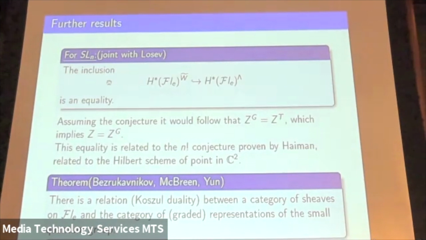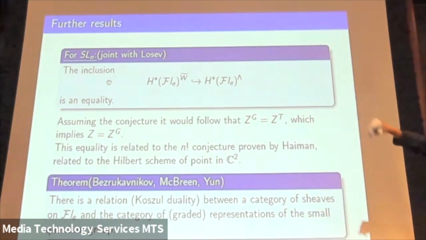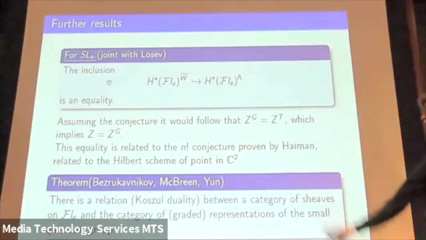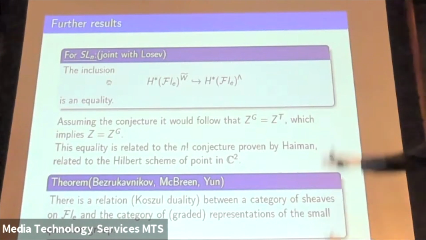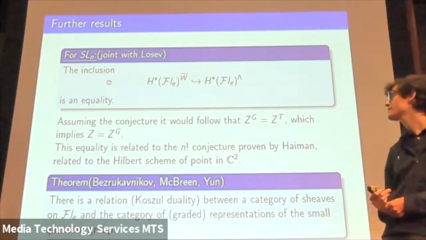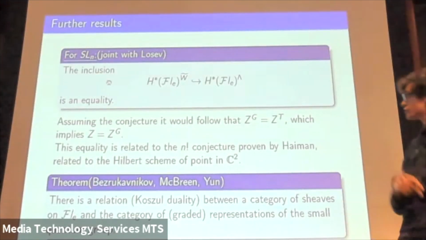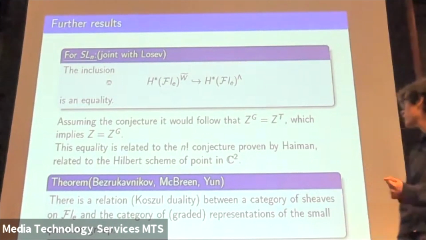And as so often in mathematics and in geometric representation theory, this result actually has a surprising connection to other areas of geometry, namely the Hilbert scheme of points in C^2. So in joint work with Iosif, we proved that this extra action of the Weil group, of the symmetric group, on the translation invariant cohomology classes is actually trivial. And so assuming this conjecture, this would imply that the G invariant center is equal to the T invariant center, which implies that the action of the group is trivial on the center.